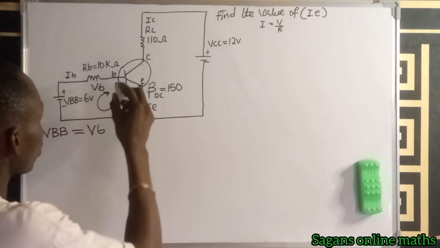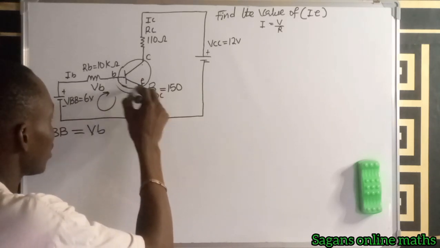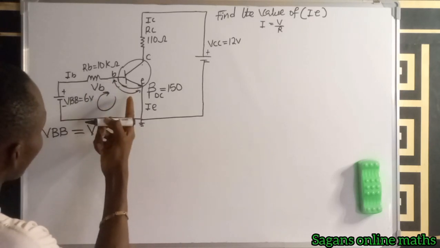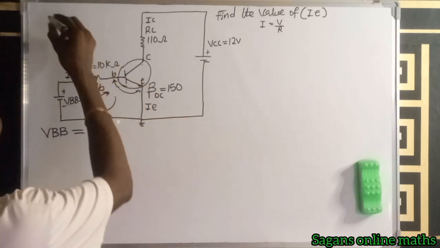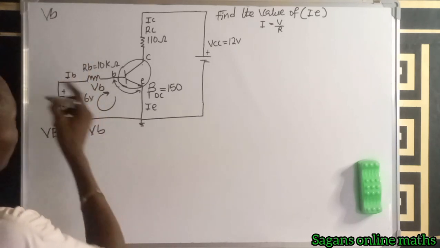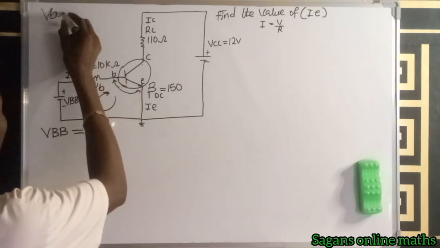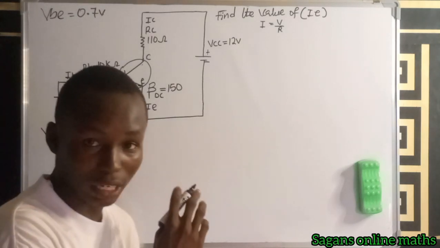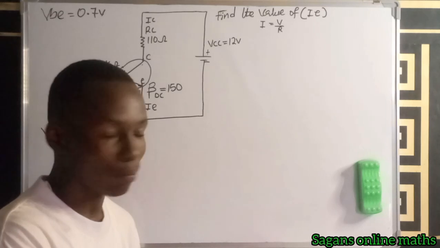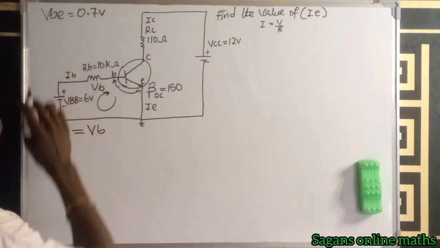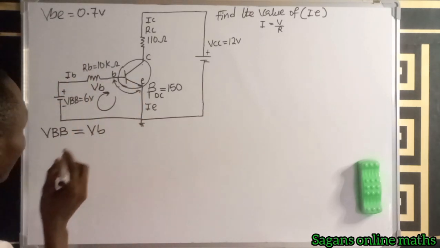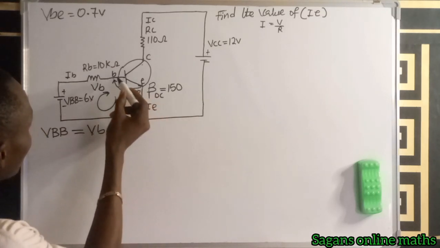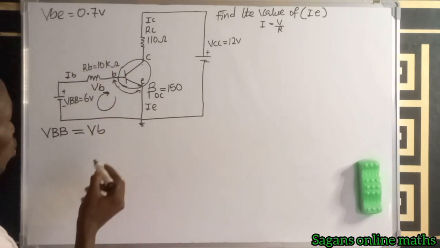Now, I want you to understand something. There's something that happened at this point. Take note that in this question we are given that VBE is equal to 0.7 volts. Okay, if you can see, you're given that in this question. Remember that this is a semiconductor. Now VBE is equal to 0.7 volts, right? Between the emitter and the base is 0.7 volts. So this now becomes plus VBE.